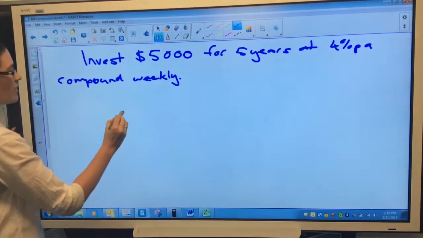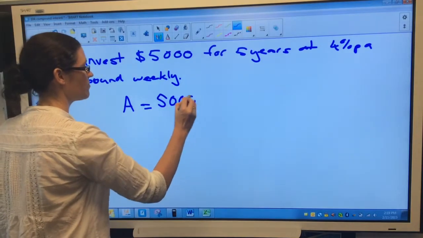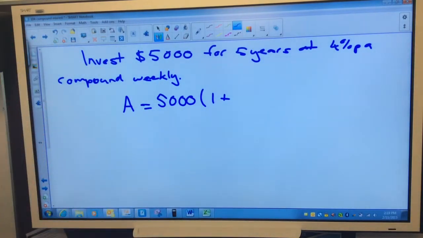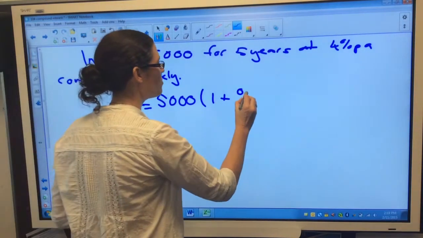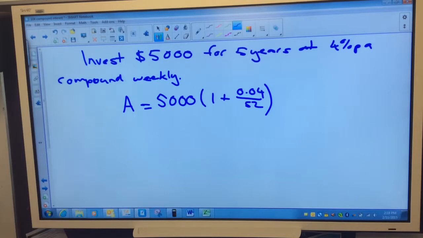So we know our rule. I'm just going to go with the A because that's what we're used to. What is the initial investment? What is the present value? 5,000 is our present value or our principal. 1 plus, now when I put R, I normally put the interest rate, which is 0.04. But I've got to divide it by how many weeks in a year? 52. So I have to do 0.04 divided by 52. What about the number of periods I have? 52 times 5. Yeah, 5 years, 52 times every year. So it's going to be 5 times 52.